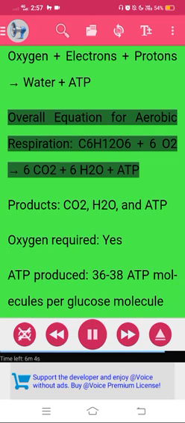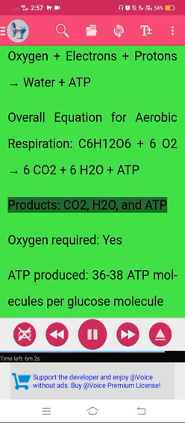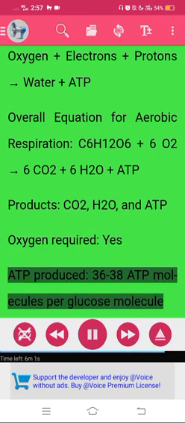Overall equation for aerobic respiration: C6H12O6 + 6O2 → 6CO2 + 6H2O + ATP. Products: CO2, H2O, and ATP. Oxygen required: yes. ATP produced: 36 to 38 ATP molecules per glucose molecule.